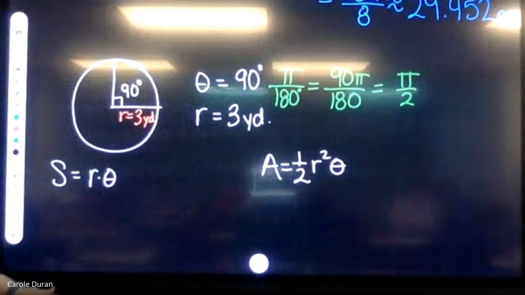So are we trying to find S and A? Yes, you're trying to find both sector area and arc length.